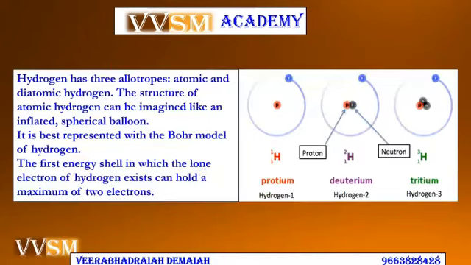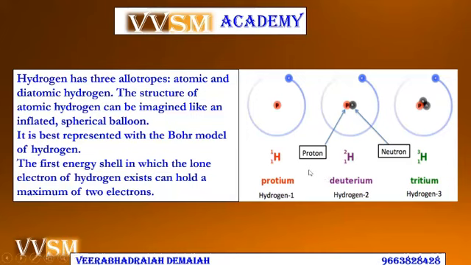Hydrogen gas has three allotropes. My dear friends, we are discussing oxygen and hydrogen together. Allotropic forms of hydrogen, diatomic hydrogen. The structure of atomic hydrogen can be imagined like an inflated spherical balloon. The first energy shell, in which the lone electron of hydrogen exists, can hold a maximum of 2 electrons.